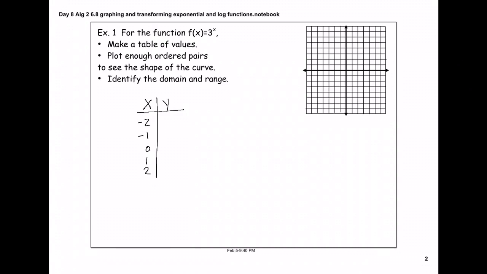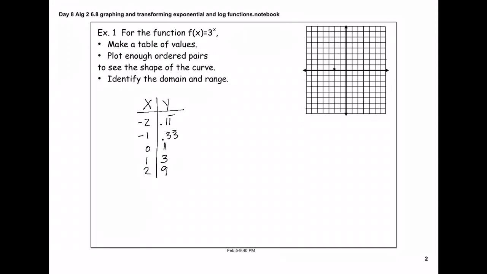So when you raise 3 to the negative first power, you get 0.333 repeating. When you raise 3 to the negative second power, you get 0.1 repeating. 3 to the 0 power equals 1 whole. 3 to the first power is 3, and 3 squared is 9. So we need to plot enough of these points to see what's happening.